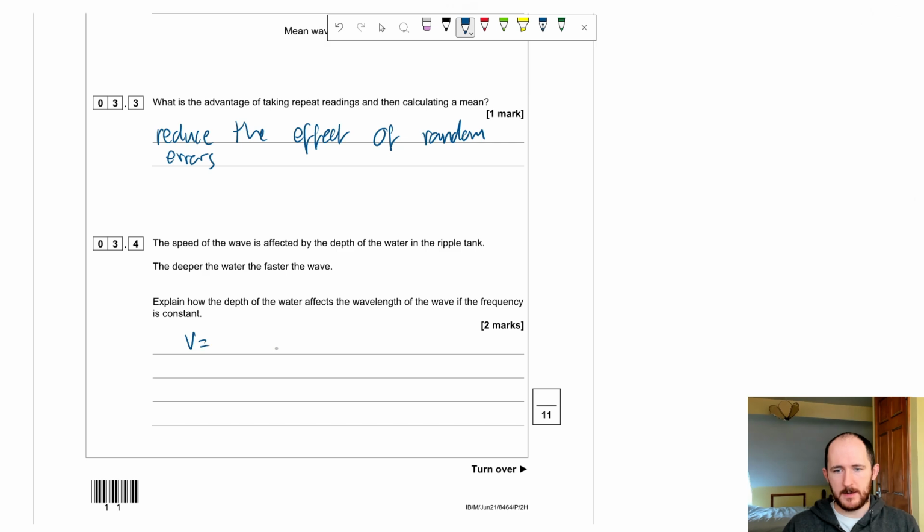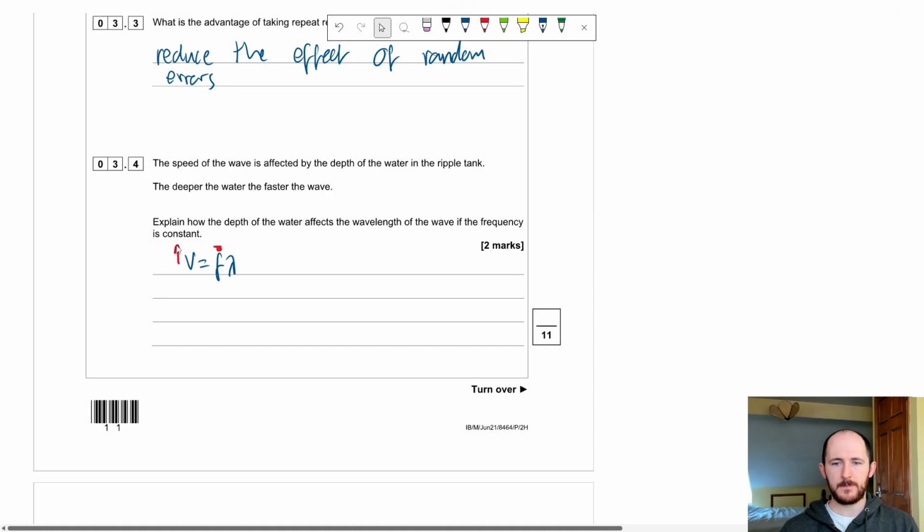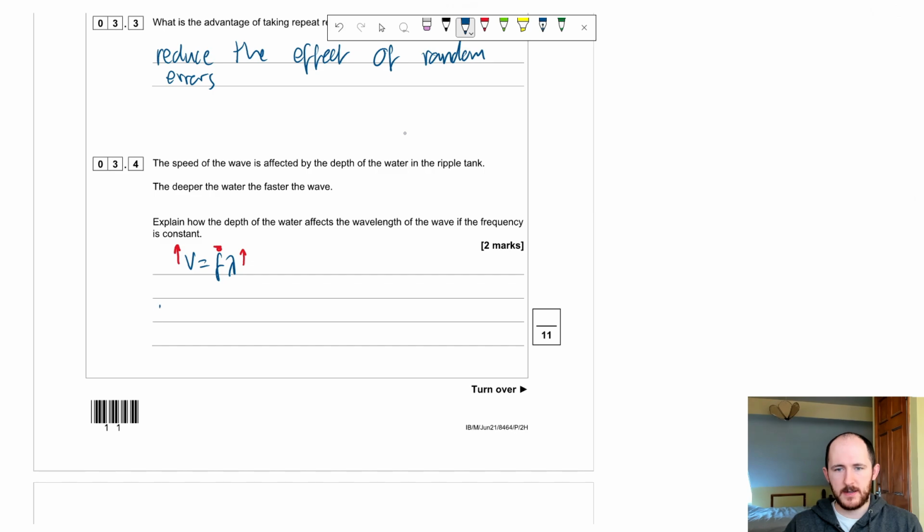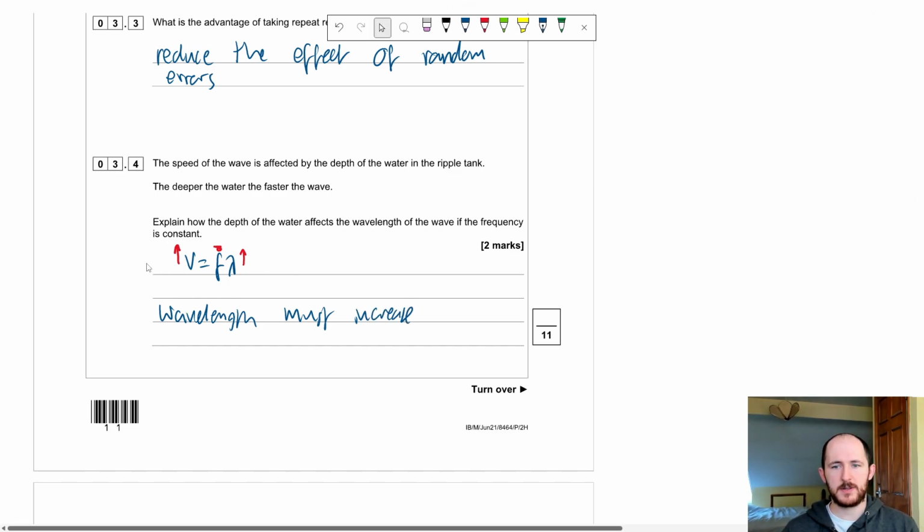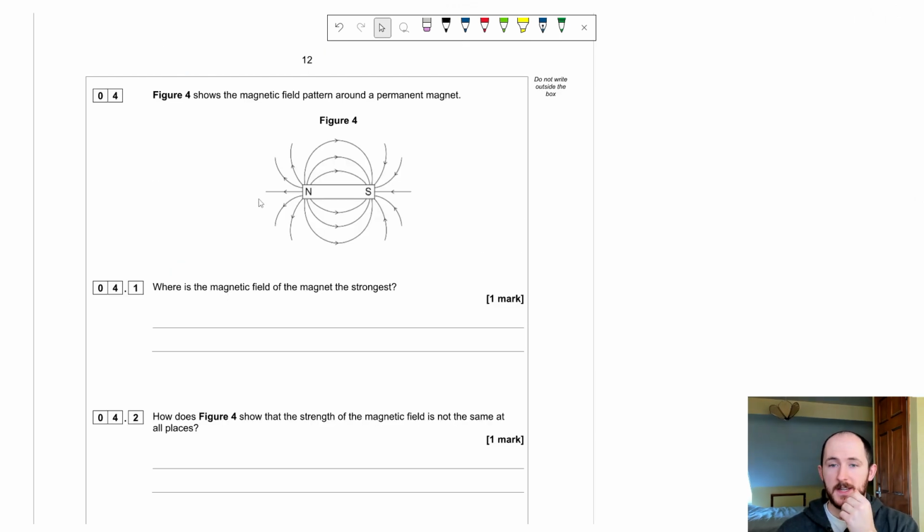So they're talking about the deeper the water, the faster the wave. So in other words, velocity is increasing. But it says that the frequency does not change. So how does it affect the wavelength? Well, if v increases, but f stays the same, lambda also has to increase. The wavelength also has to increase. I mean, let's think about it, right? If v goes from 2 to 3, but f stays the same, lambda has to increase, right? There's no other way. So in other words, wavelength must increase. Because of that formula there. That's all you need.